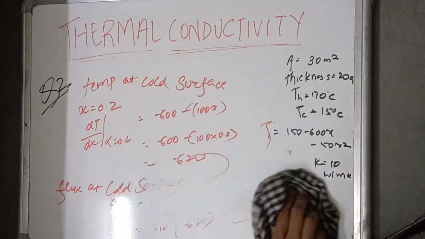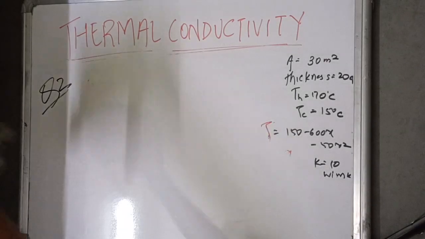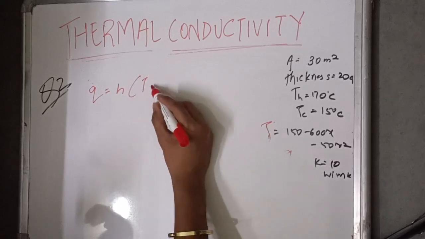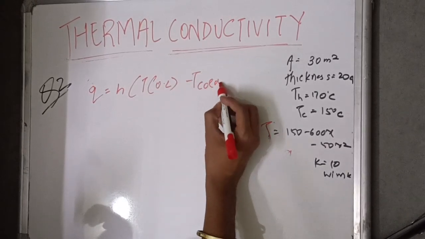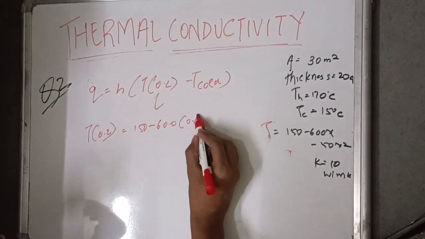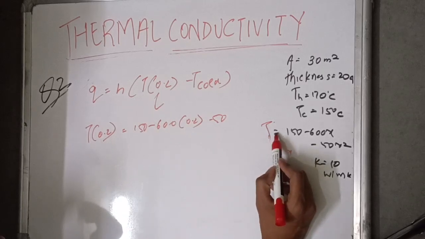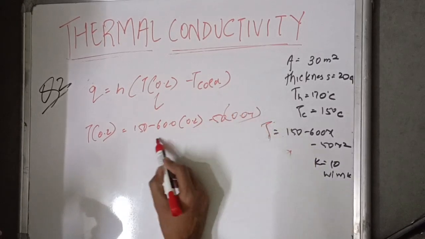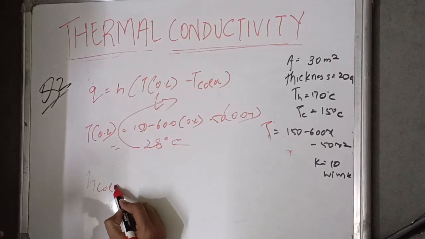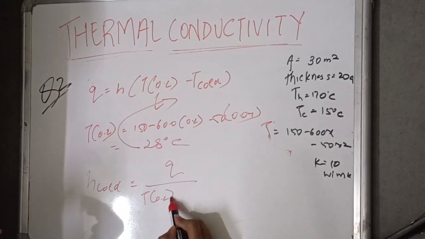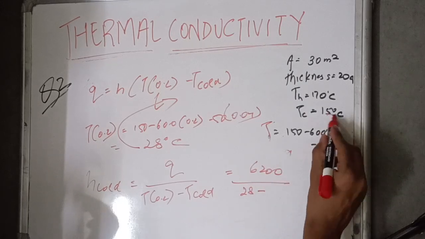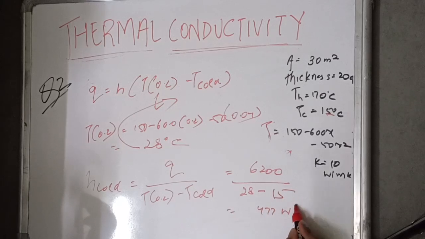Now we have to find the value of heat transfer coefficient at the cold side. We know the formula: Q equals h times T at 0.2 minus T cold. First we have to find the value of T at 0.2. Putting the value of 0.2 in the temperature distribution, we get 28 degrees Celsius. Then h cold is Q upon T at 0.2 minus T cold, which is 6200 over 28 minus 15, giving 477 watt per meter square Kelvin.